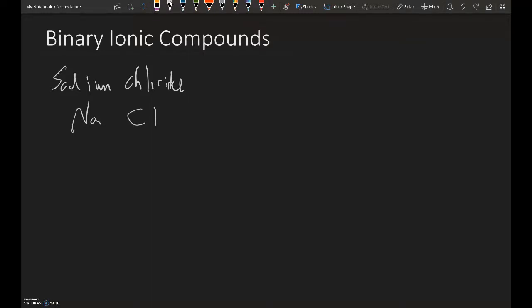Now, how do we go about writing a formula from the name? So what we want to do is first understand that the metal sodium is in group 1A and it has a +1 charge. And Cl, which is chlorine, is found in 7A, which has a -1 charge.